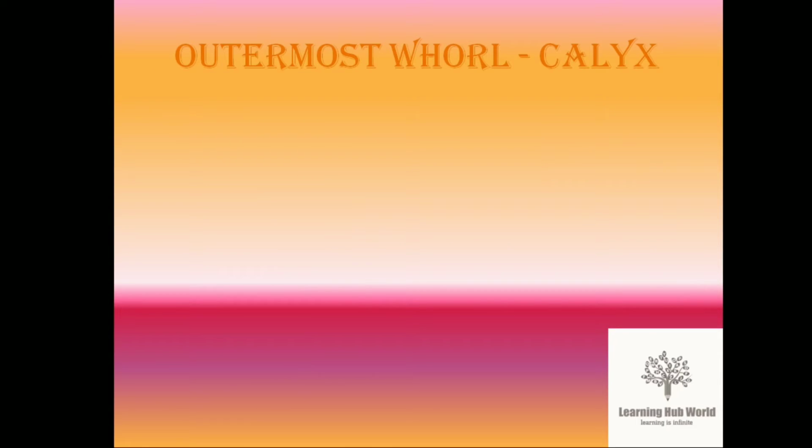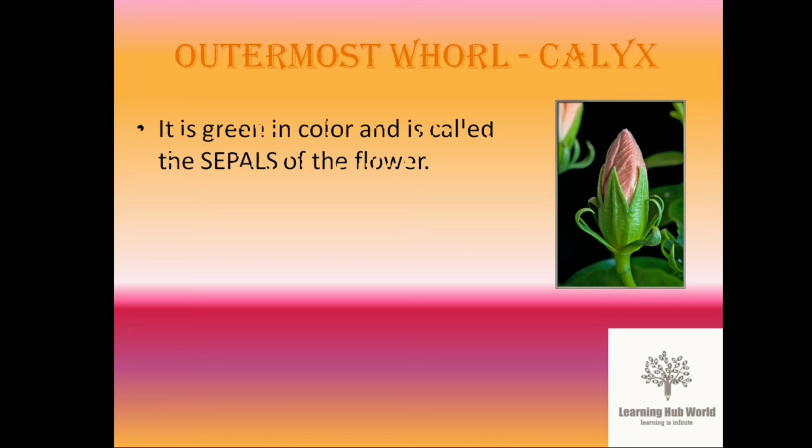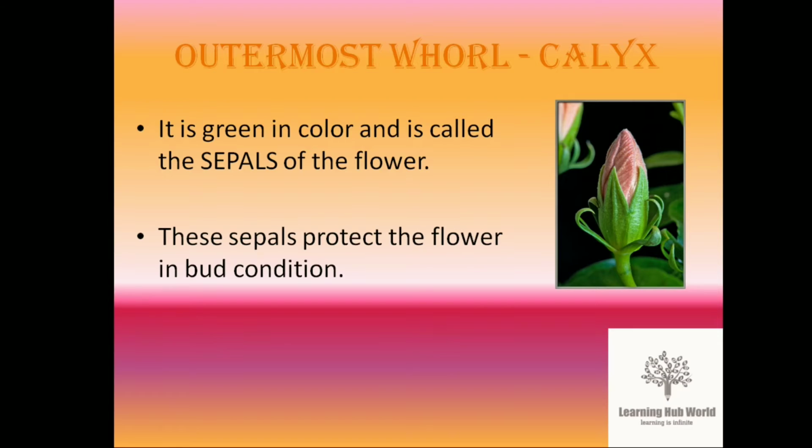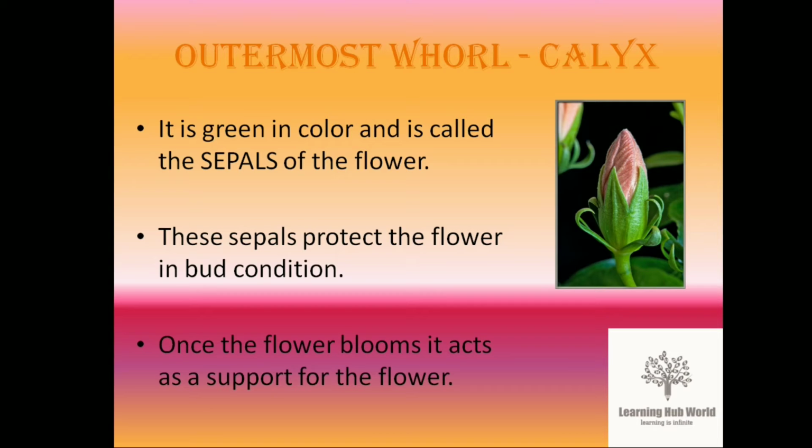The outermost whorl or the outermost part of a flower is called the calyx. The calyx is green in color and is made up of sepals of a flower. These sepals protect the flower in bud condition. And once the flower blooms, they are present at the bottom of the flower and provide support to the flower. As you can see in this picture, the green color part that you see of the flower in the bud condition is called the sepal.